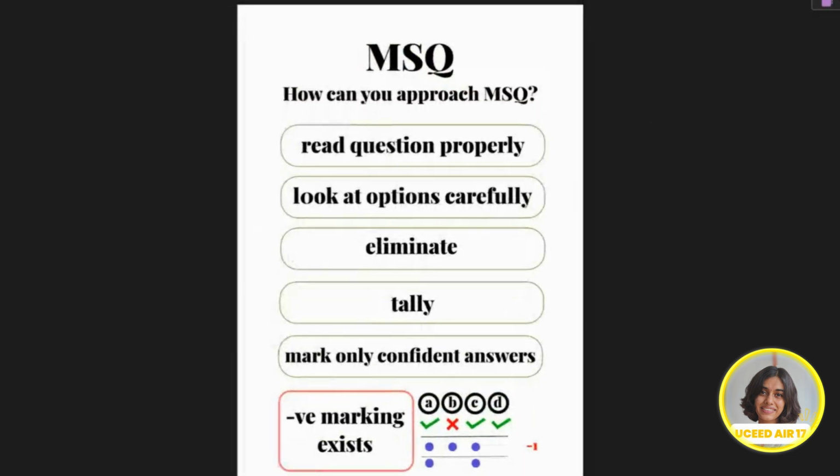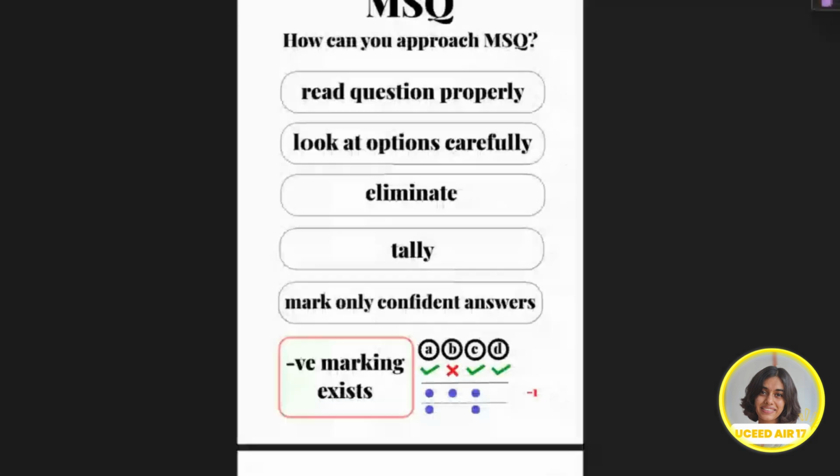Let's get introduced to the MSQ section. How can you approach MSQ? Obviously, the first step to solve any question is to read the question properly. Look at the options carefully. And after you have read the question and seen the options, you can think of some logic. Start eliminating the options which don't make any sense. Start eliminating and then tally. Whatever options you are left with out of 4, if you are left with 2 options, tally them with the question and you'll be fine.